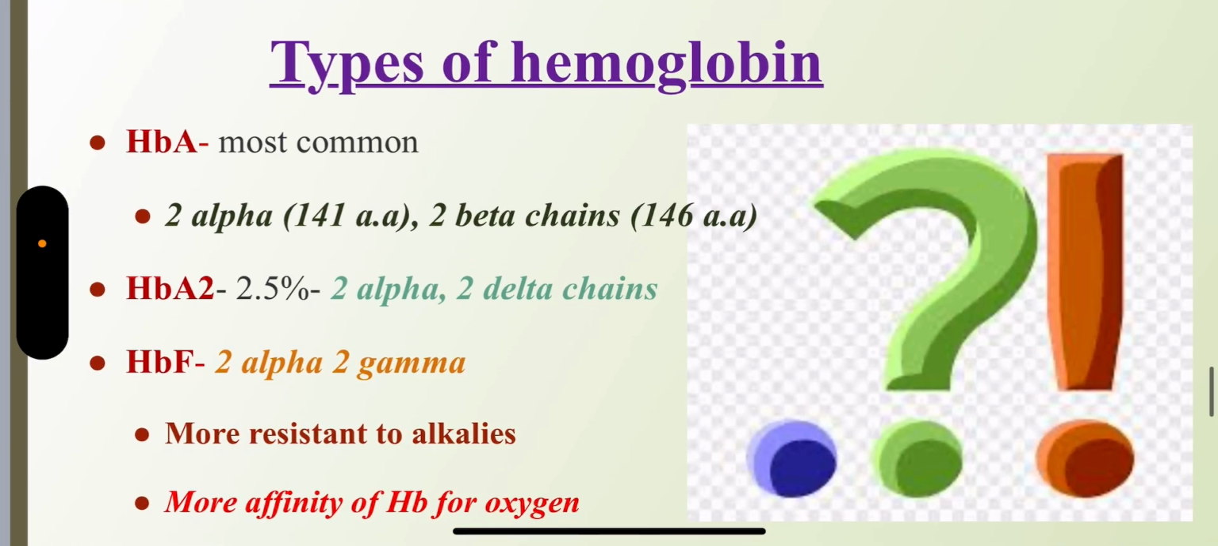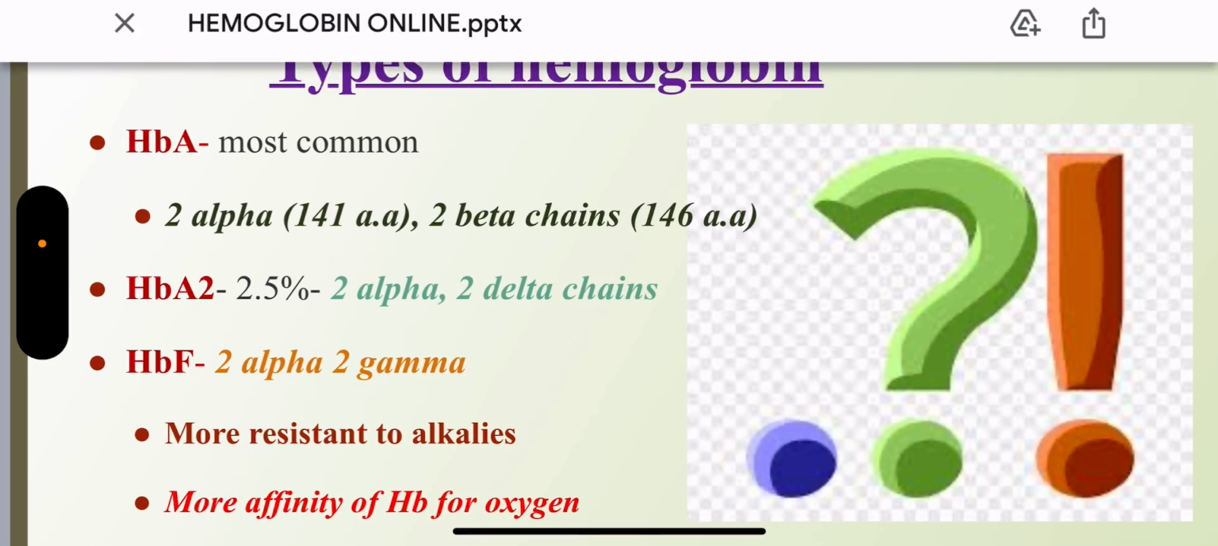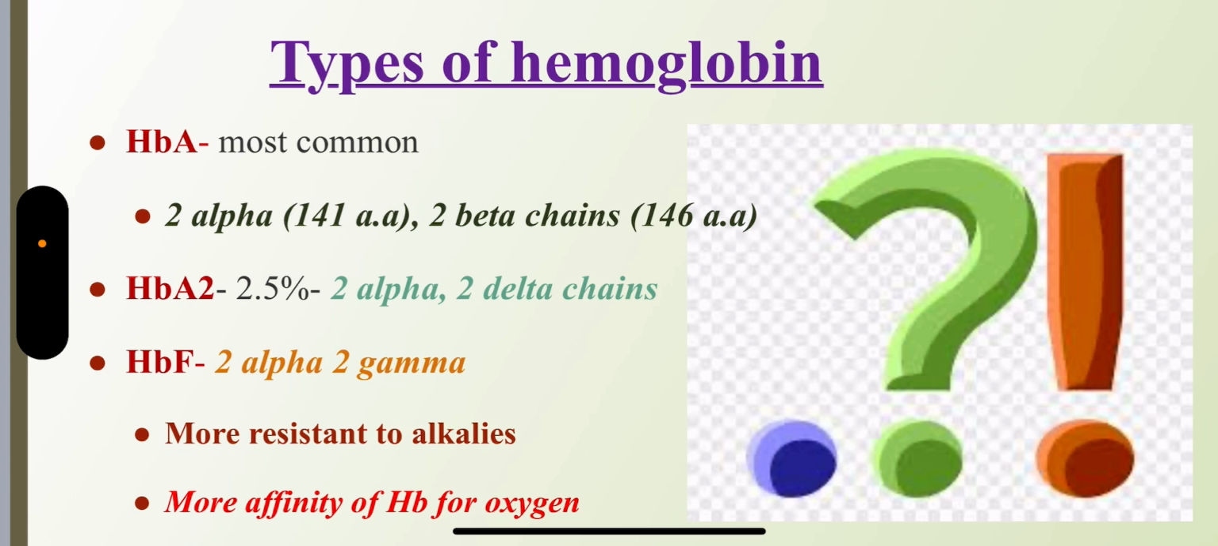Now about the types of hemoglobin. Most common is HbA, adult hemoglobin. It can be represented as alpha 2, beta 2, meaning it has 2 alpha and 2 beta globin chains. Next, with a very small percentage, is HbA2. It has 2 alpha and 2 delta chains.